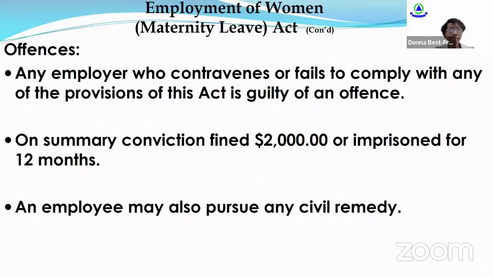There are some offenses that are punishable by fines or imprisonment, and these offenses occur where the employee contravenes any of the provisions of the Act or fails to comply with them. Those offenses are punishable on conviction by a fine of $2,000 or imprisonment or both. And the employee has the right to pursue any civil remedy that they want to in a civil court. We also want to be aware that this Act applies to both government and private entities.